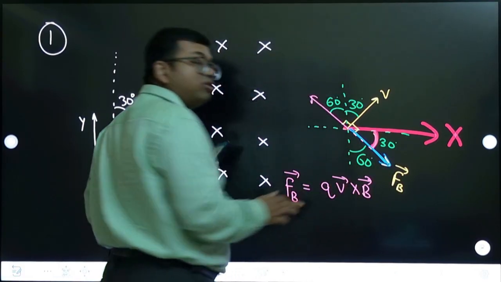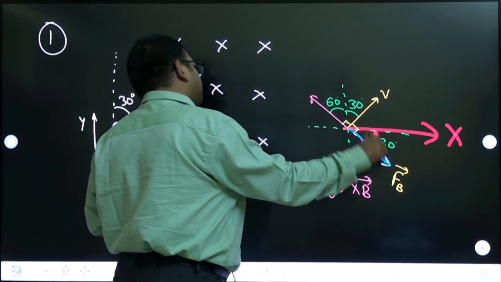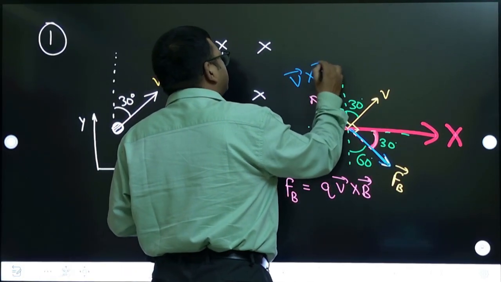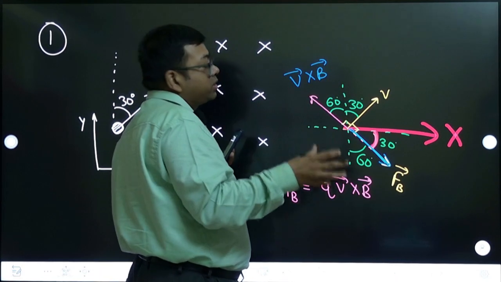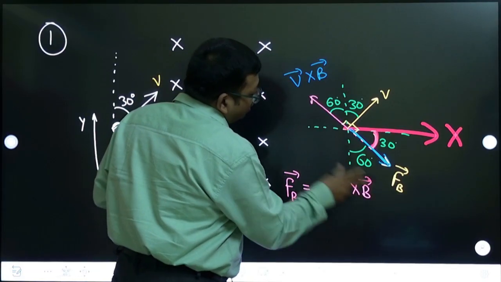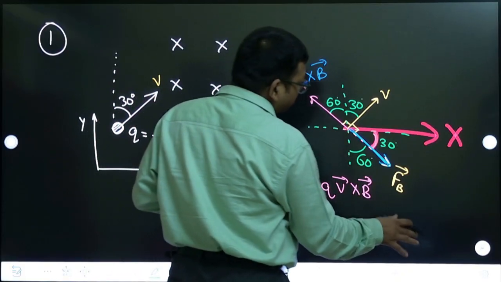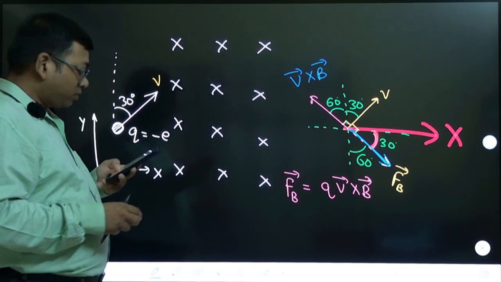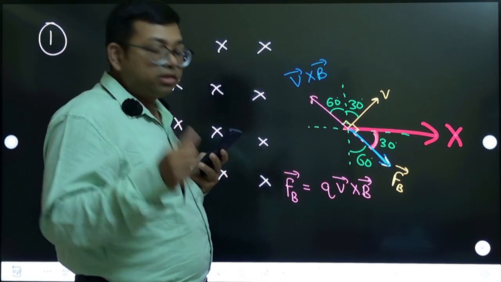Why is this the direction of force? Because q v cross b direction is this way. This is the direction of v cross b. But when you put the charge here, because it is a negative charge, this direction will reverse. So the direction of the force will be this way. It will be making a 30-degree angle with the x-axis, right? So option B is the correct option, right? Let us move to the next.